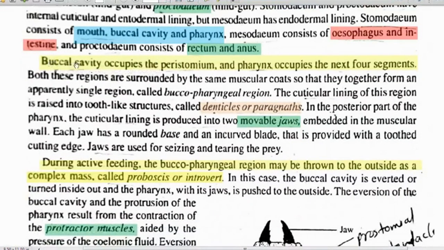First, the buccal cavity. The buccal cavity occupies the peristomium. You know what is peristomium? That is the first segment of Nereis, that is called peristomium. The buccal cavity occupies the peristomium, that is the first segment. And the pharynx occupies the next four segments.